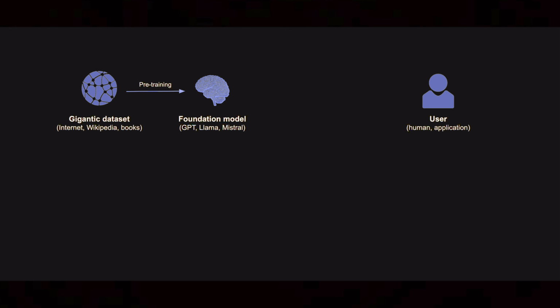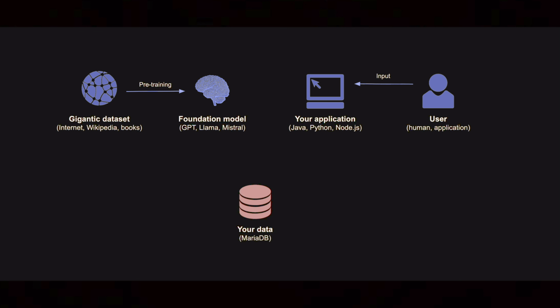And on the other hand, you have your user, which can be a human or an application that introduces an input into your application, maybe developed with Java, Python, Node.js, C++, any other language. And you have your own data over here, but this foundation model doesn't know this data. Maybe it's private. And you want to use that data to generate the output from your application.